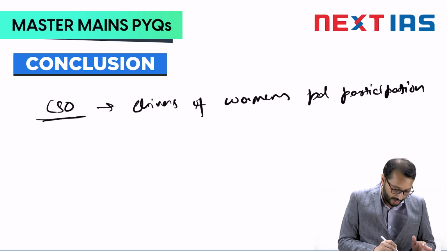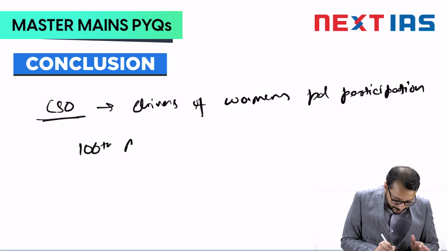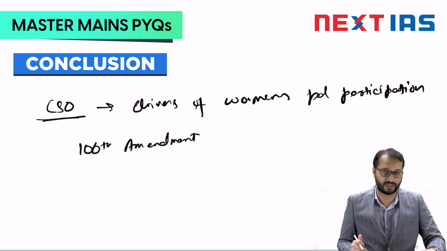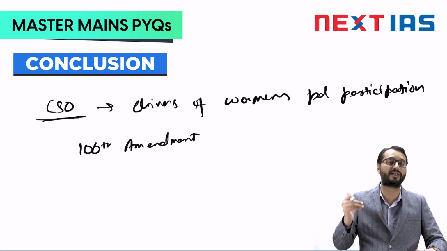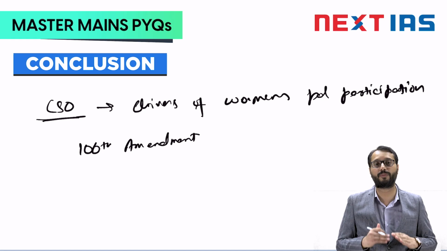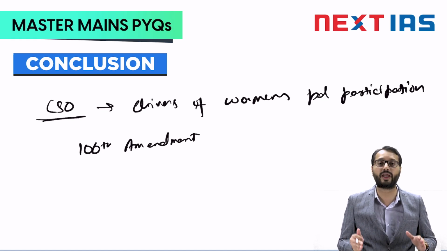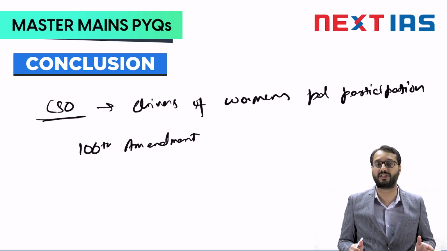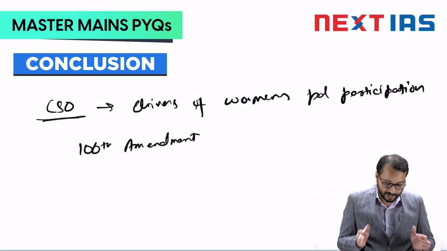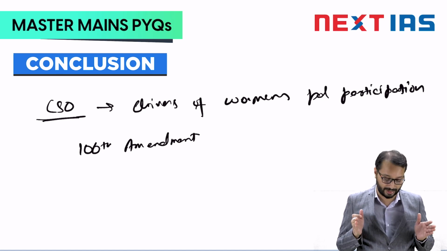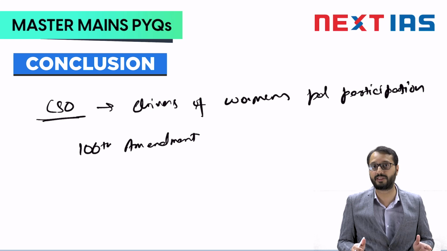And the recent 106th amendment, right, that was passed, which has granted women reservation in state legislative assemblies and the parliament, has opened up a new prospect of opportunities for women to ensure a very inclusive and participatory election process in India, right? So this is the conclusion that you need to highlight in your answer, right? And with this we have completed the governance part.